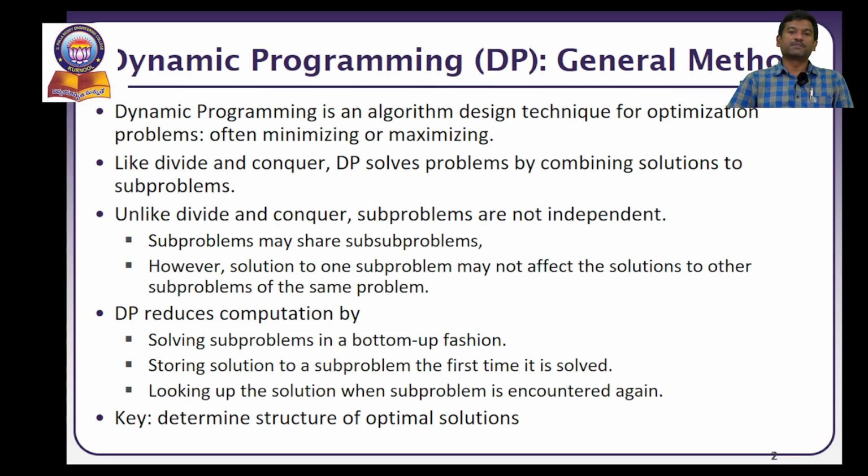So unlike divide and conquer, sub-problems are not independent, and sub-problems may share solutions of other sub-problems to find the solution of any sub-problem in order to solve the main problem. However, the solution to one sub-problem may not affect the solutions to other sub-problems of the same problem. And dynamic programming reduces the computation. That is, in some scenarios, solving a particular problem may take exponential time, and using dynamic programming we can reduce that exponential time to polynomial time.